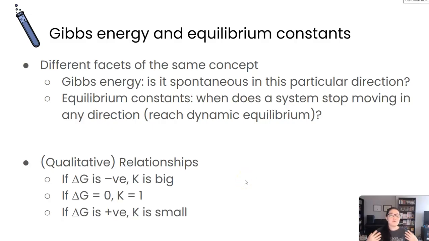And then, of course, if you have a reaction where the delta G is positive, that means it's not spontaneous in that direction. It means that the reaction definitely favors the reactants over the products. So the ratio of products to reactants at equilibrium is going to be very, very much towards that side. It's going to be a smaller number.